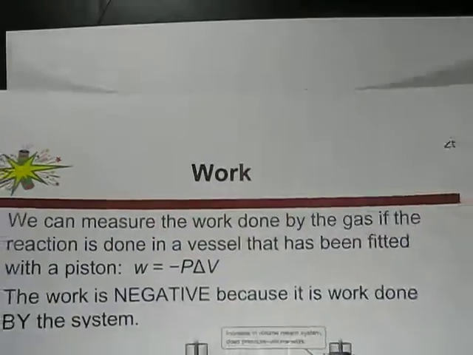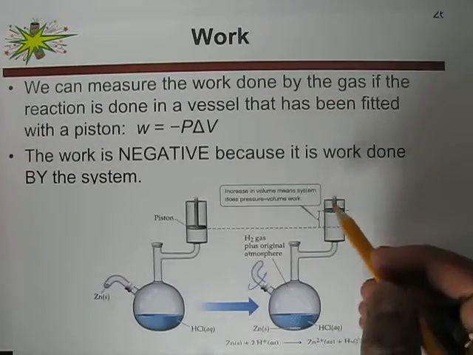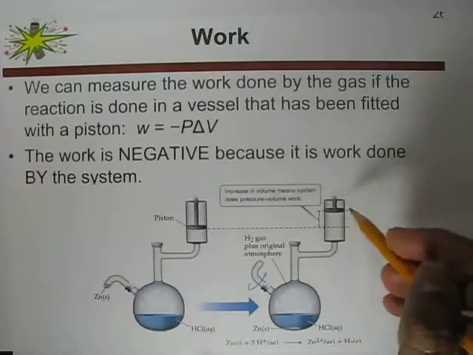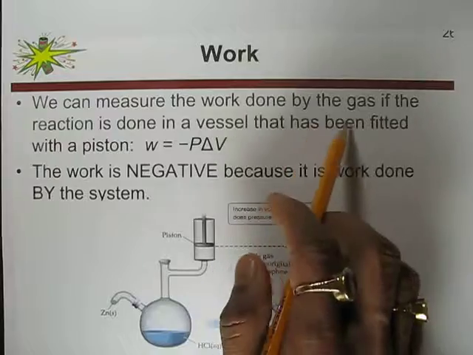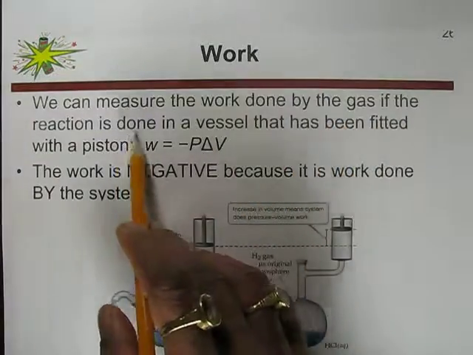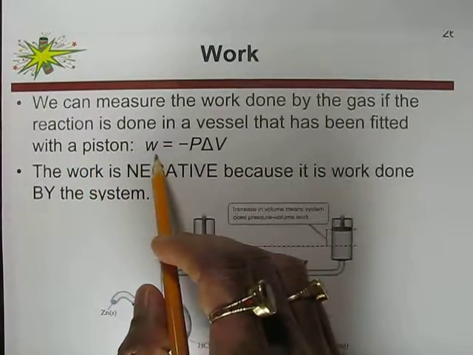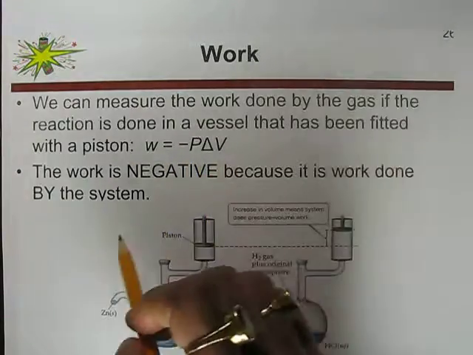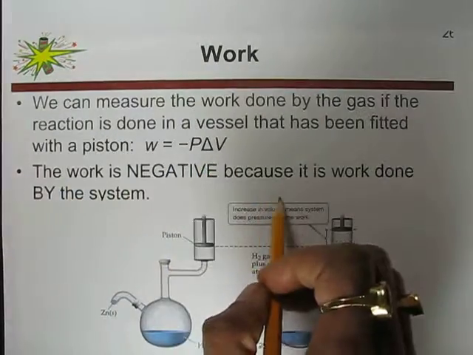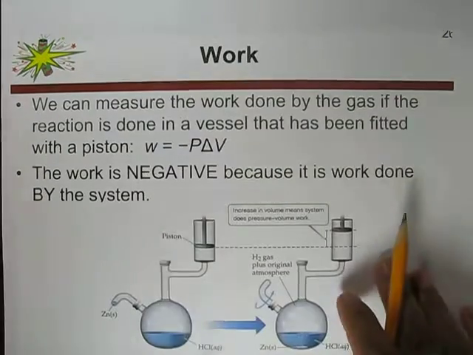In this example they have shown a real example of how we can measure the work done by a system. We can measure the work done by the gas if the reaction is done in a vessel that has been fitted with a piston, and W can be calculated as minus P delta V, and the work is negative because it is work done by the system.